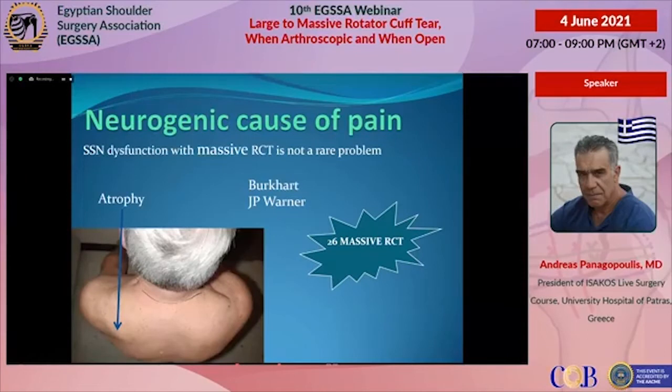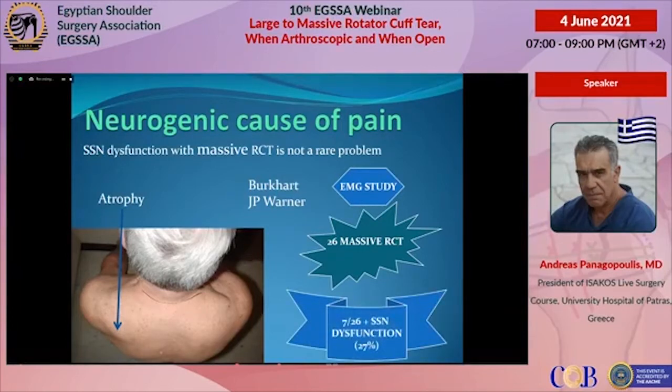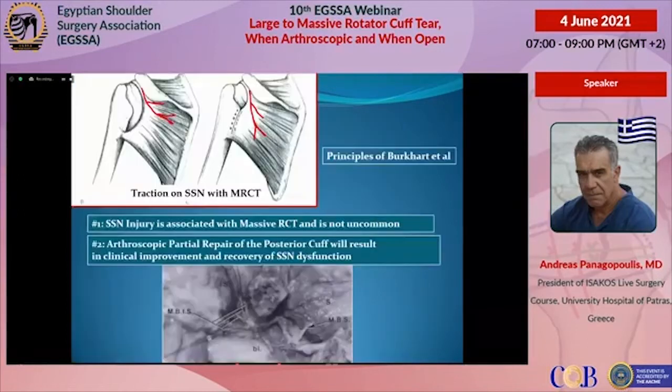Next point is the neurogenic cause of pain. The suprascapular nerve dysfunction with massive rotator cuff tear is not a rare problem. And this has been proven by Burke and GP Warner, who made an EMG study on 26 massive rotator cuff tears. And they found that about 27% of the cases had a suprascapular nerve dysfunction. So this is due to traction on the nerve by the retracted tendon. And when we do arthroscopic partial repair of the posterior cuff, this usually will result in clinical improvement and recovery of the suprascapular nerve dysfunction.